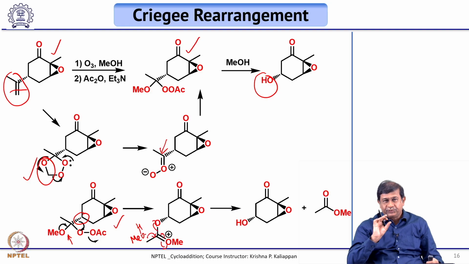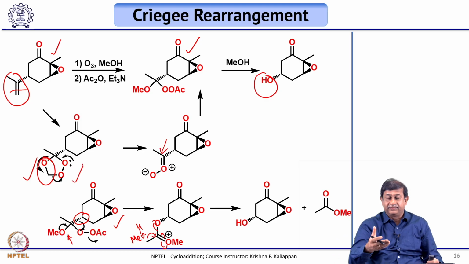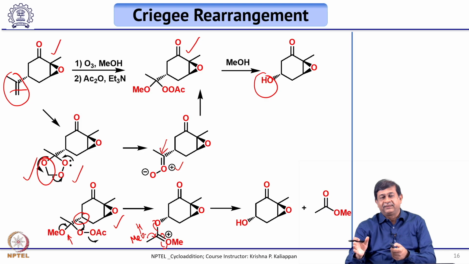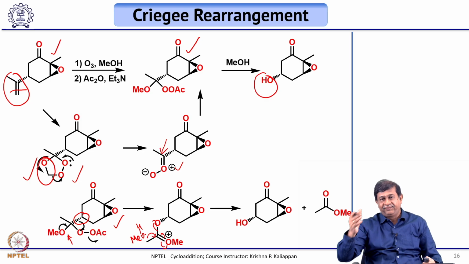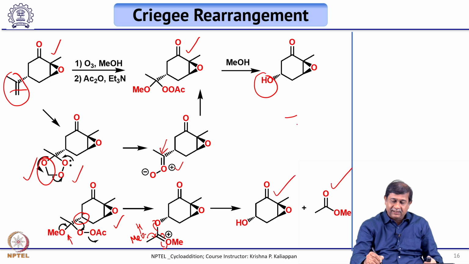So, overall if you look at Criegee rearrangement, the key reaction is dipolar cycloaddition between the double bond and ozone to give this ozonide, and again it undergoes a retro 3+2 to form this dipole and release formaldehyde, and this intermediate undergoes another nucleophilic addition of methanol followed by quenching with acetic anhydride, and further rearrangement gives this hydroxyl and methyl ester. And in the process what we have done is converting this into OH.